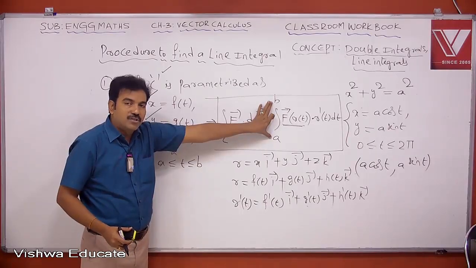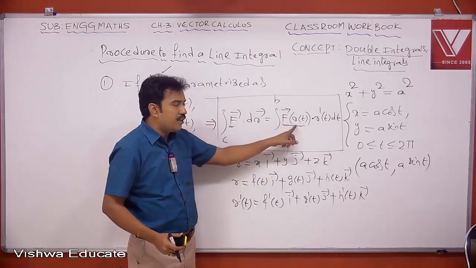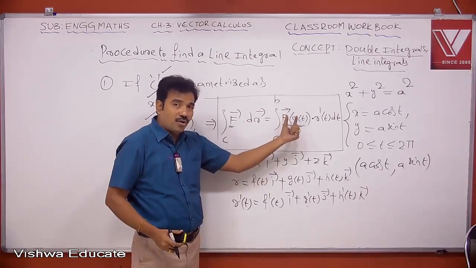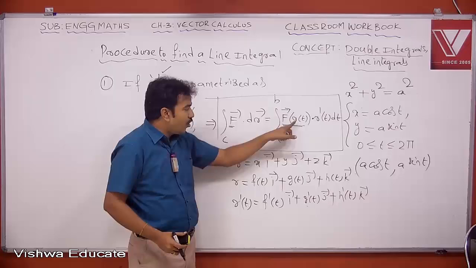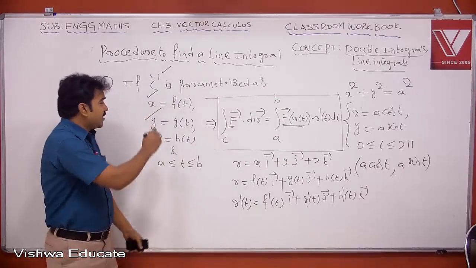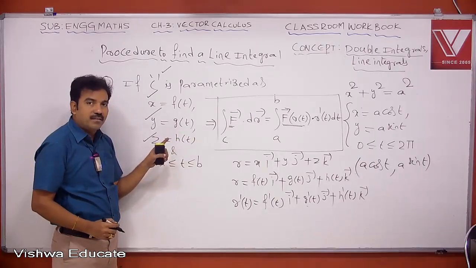Since all variables are in terms of t, integrate this with respect to t. This f bar is f bar only. But what is the notation? Here we are using f bar of r of t. That is, f bar of r of t is nothing but the vector f bar when x is replaced by this, y is replaced by this, and z is replaced by this.